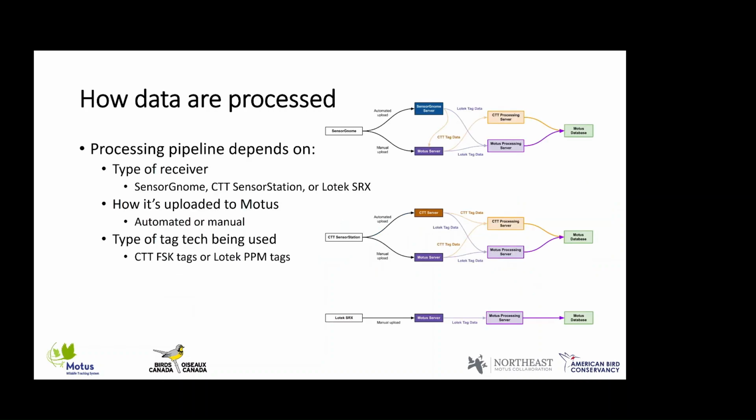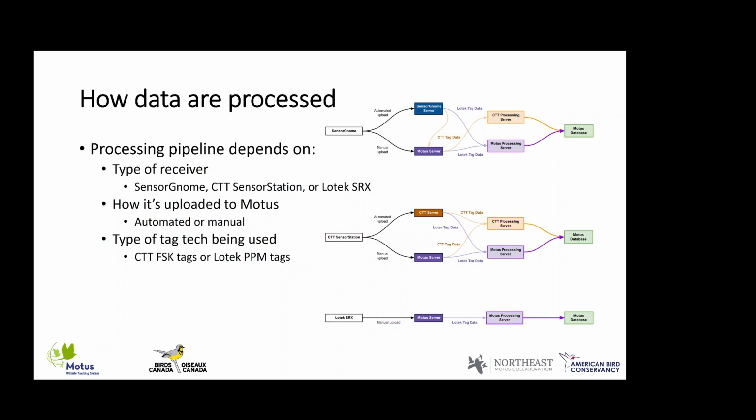To get into a little more detail about how data is processed, it really depends on three main factors. That's the type of receiver the data comes from, how it's uploaded to Motus, either automated or manual, and what type of tag tech is in the data. So there's low-tech tags and there's CTT tags. Those get processed in different places.